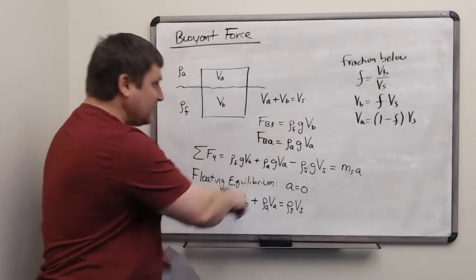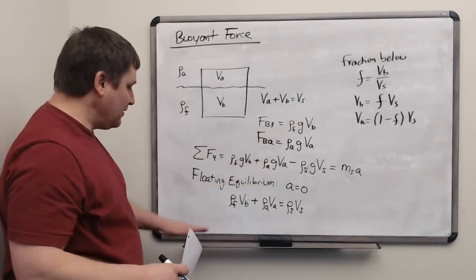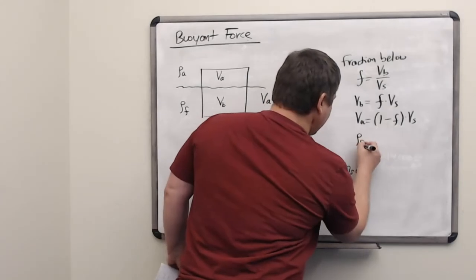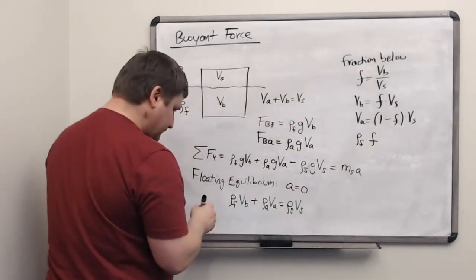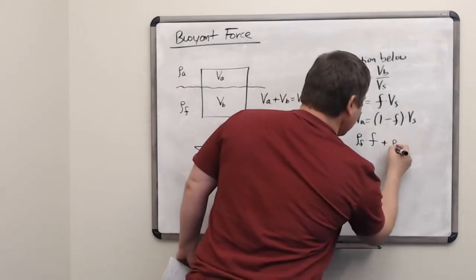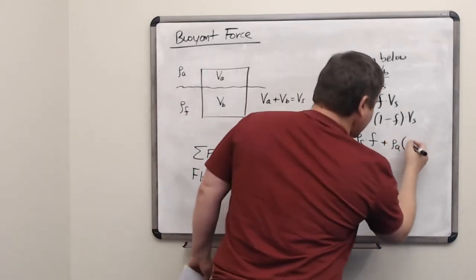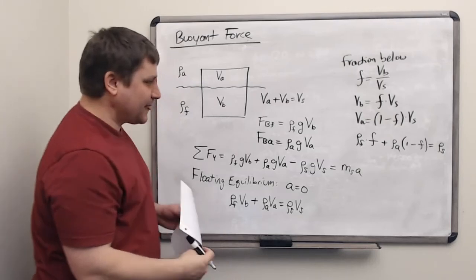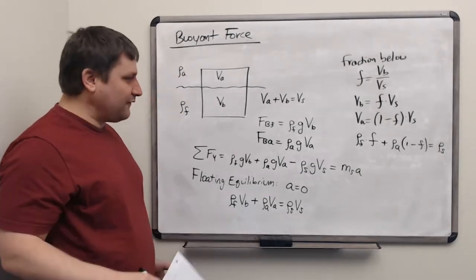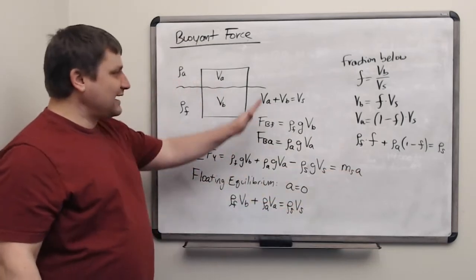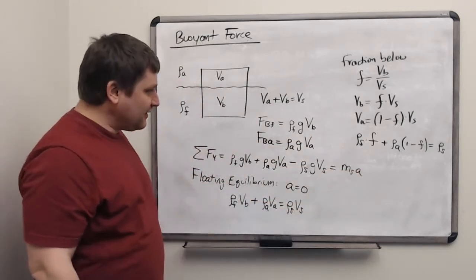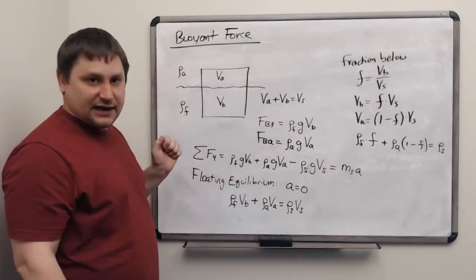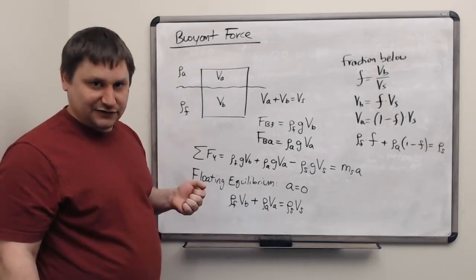So if we plug this fraction below variable into the equation of equilibrium, we would get something like rho F times the fraction plus rho A times 1 minus the fraction equals rho of the solid object. Okay, so from here we could solve for the fraction below, even if it had a complicated relationship to the volume. Solve for F, just knowing the densities of the above fluid, below fluid, and solid object that's floating on the surface.